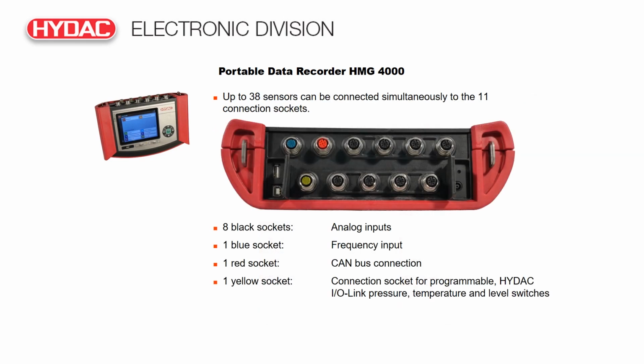On the old HMG, it only had 5 M12 ports and 2 channels per port. The channels on the HMG 4000 are split out, making 1 channel per port. The black ports are where you can connect HSI sensors or analog sensors. Red port is for CAN, yellow port is for IO-Link sensors, and the blue port is for frequency.